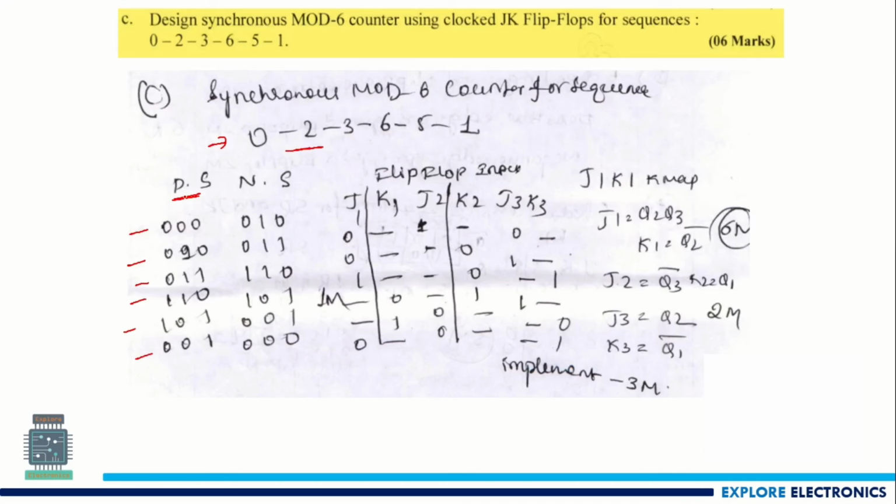This is the present state. You know what will be the next state. When this is the present state, this is our next state. This is present state, this is next state. So 2 we need to write here. So present state becomes 2 now, next state is 3.